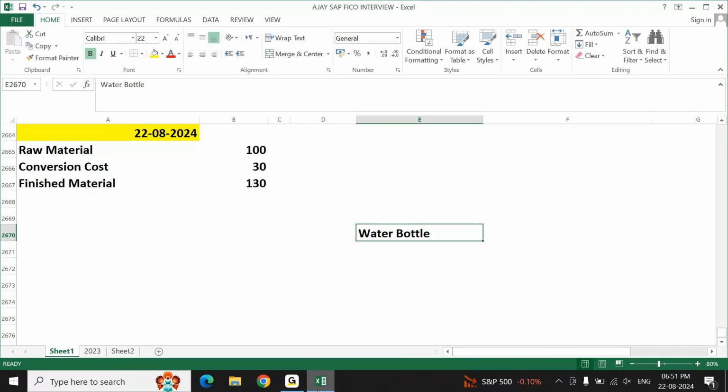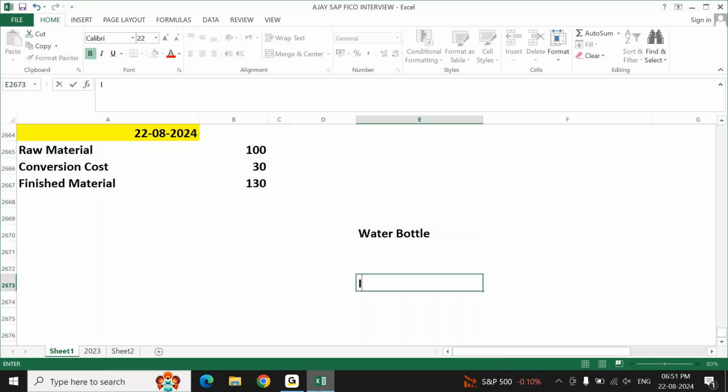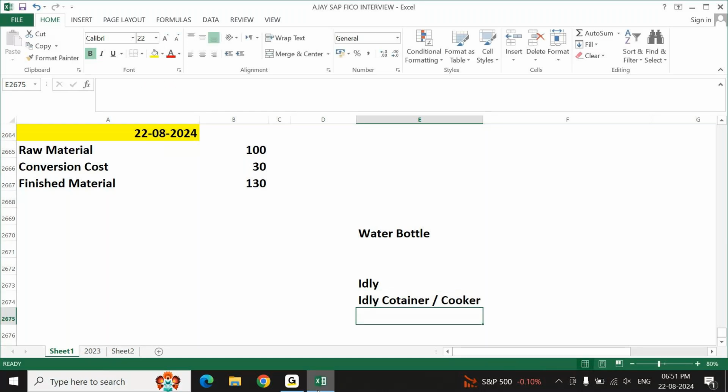for example, I want to prepare idli. Now let's say I have an idli container. To prepare idli, you cannot casually prepare it. You need an idli container, or let's say you need an idli cooker. Assuming that I have an idli container and an idli cooker, this is my machinery in this case, this is the machinery that I need to use.